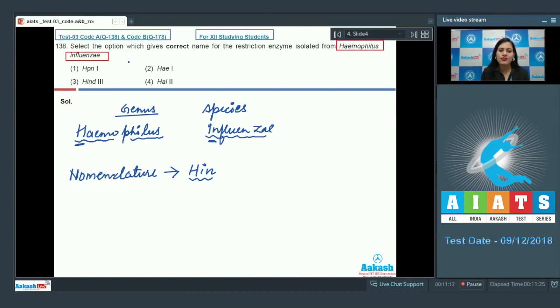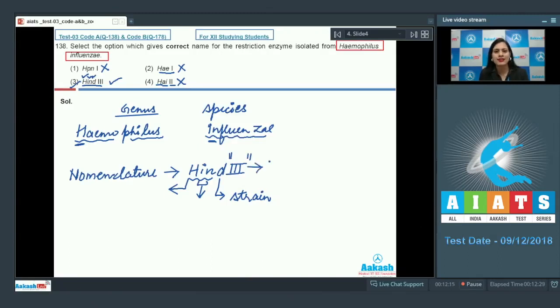Now let's discuss the options. The very first option given is HPN1 and this is an incorrect option. Second option is HAE1. This is an incorrect option. Third option is HIND3 and as the initials include HIND, so this is a correct answer to our question. Whereas the last option given is HAI2. So this cannot be a correct answer. In this HIND3, H indicates the genus, IN indicates the species, this D indicates strain. Whereas this Roman number 3 indicates the order in which this enzyme was isolated from that strain of bacteria. So the correct answer for this question is option number 3. Let's discuss our next question.